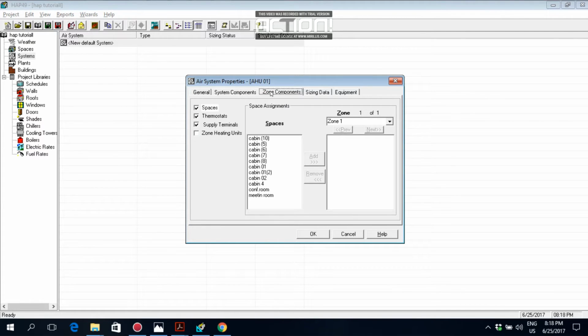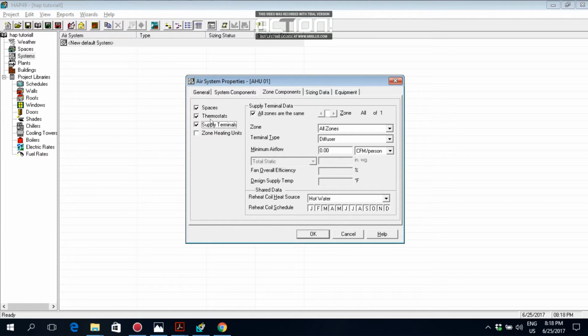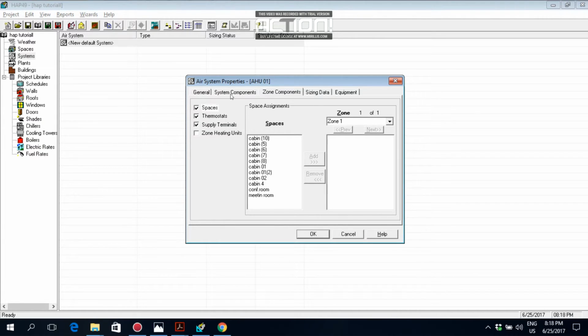Let's go to the zone components. This is the important factor. Now if you come to the zone components, we will have a space, thermostat and supply terminal. Starting from the space, if you click on the zone component, the first thing you will see over here is the spaces, exactly the spaces we created in the last video, in the space properties part.